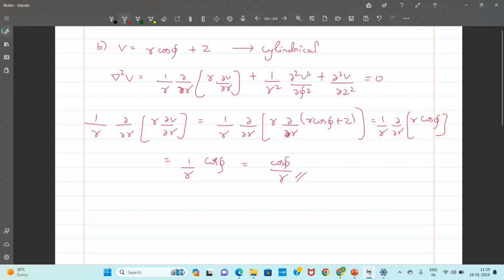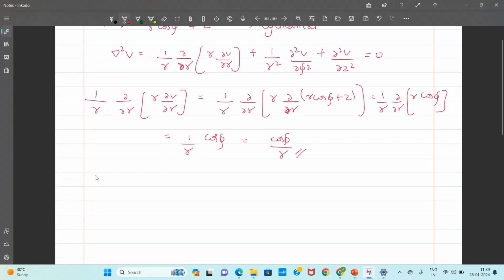Now coming to the second one, that is 1 by r square dou square v by dou phi square. So I'll keep the 1 by r square as it is. I'll split this into two differentiations like this. Okay, square term is just split into two.